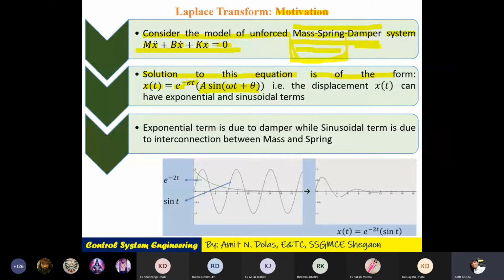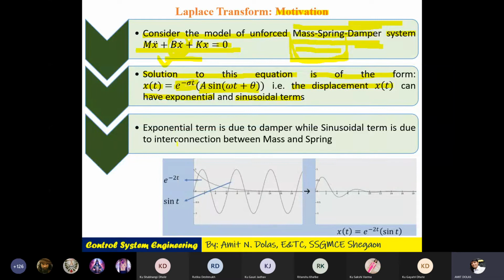And if the damper is not present, suppose I remove this component b x dot, suppose it is 0, then the equation will only be x of t equal to A sin omega t plus theta. But if this damper is present, the damper is nothing but opposition to the force, a kind of resistance. If b x dot is present, then it will be represented by an exponential term, that is e raised to power minus sigma t. That is, the displacement x of t can have two components, exponential and sinusoidal terms.